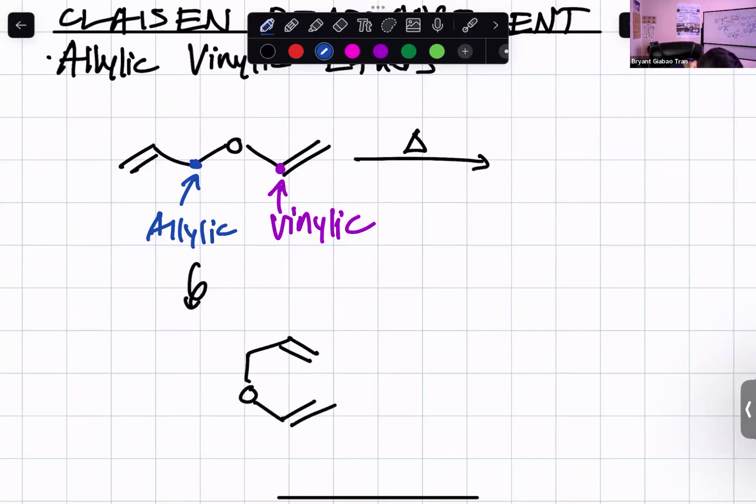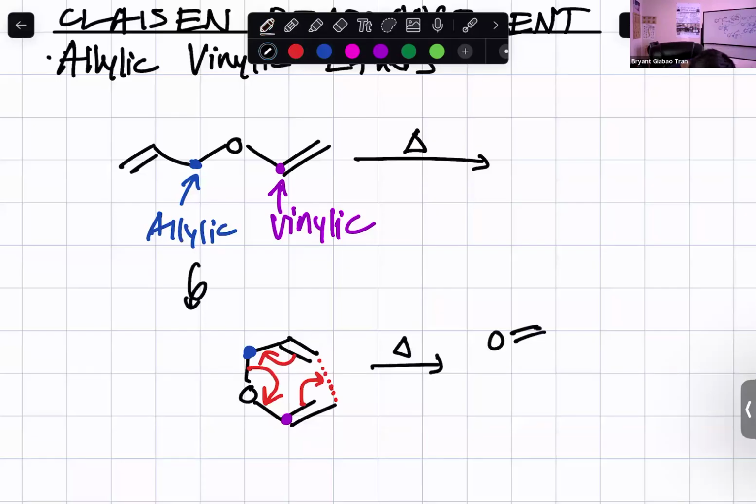Right? Where this is the allylic carbon, the one carbon away from the alkene. This is the vinylic carbon, the carbon directly on the alkene. If we put heat to it, these are the arrows of the mechanism. It doesn't matter the order, but let's say that I shift this double bond to make a double bond here. This double bond is going to make a carbonyl there. And then this double bond is going to make a single bond there. And what that's going to do is create this here.